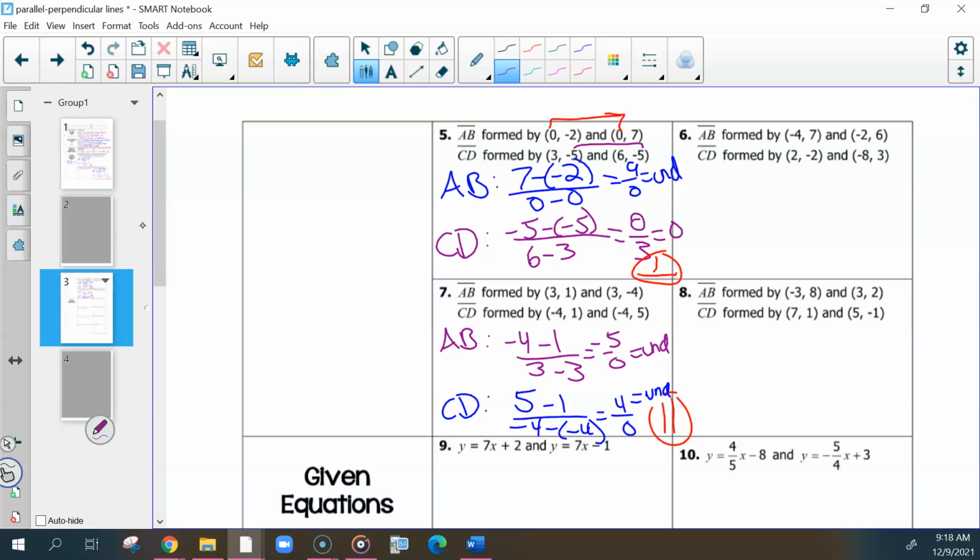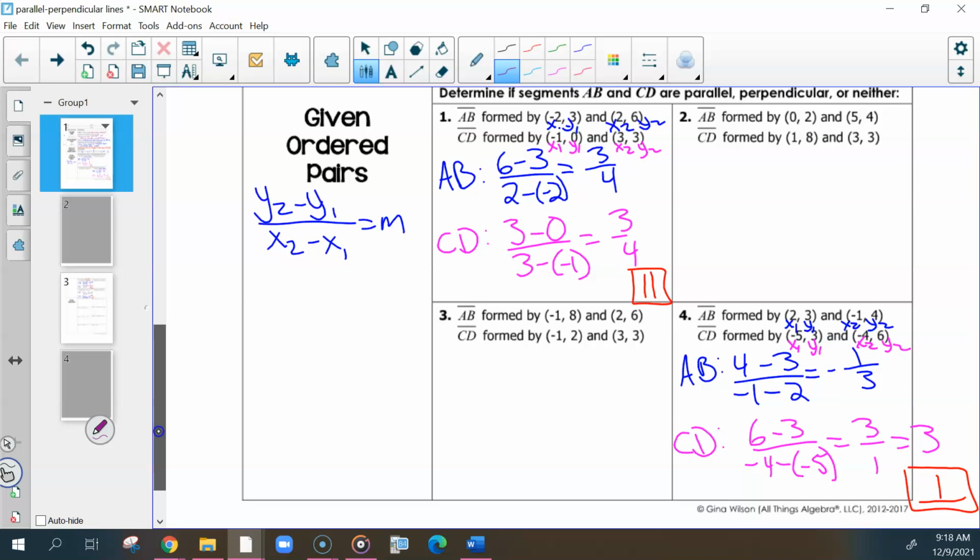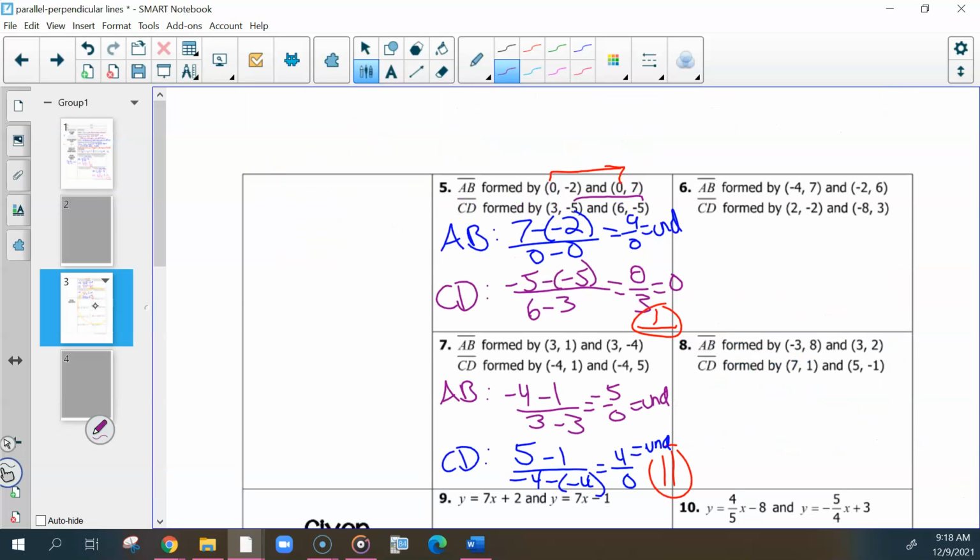Correct. I'm going to give you 10 to 15 minutes to go back and do numbers 2, 3, 6, and 8 if you haven't already. And then we will come back together and go over them.